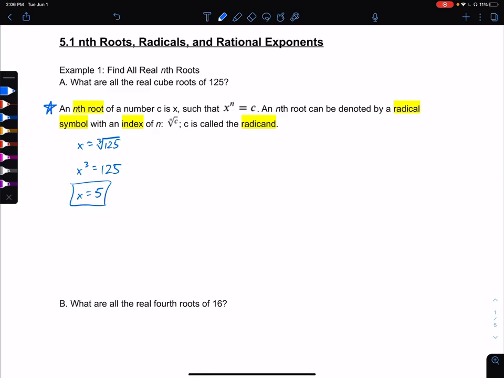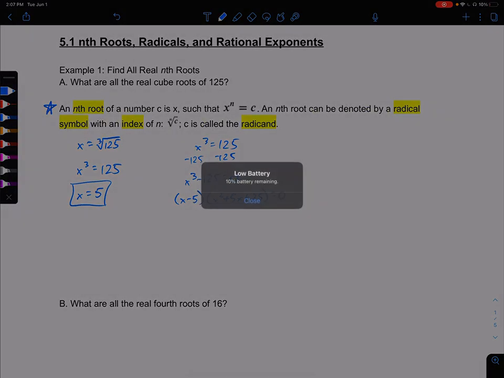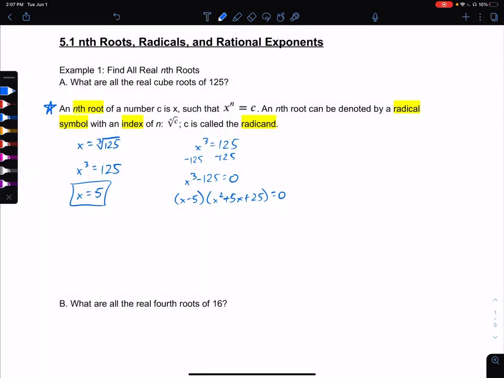Looking a little more into that, if we take x cubed equals 125, and set this equal to 0 by subtracting 125, this is not something you would have to do in this specific problem, but I want you to see what's going on here. Now x cubed minus 125 is a difference of two cubes. So if we factor this, taking some shortcuts, this would be x minus 5 times x squared plus 5x plus 25 is equal to 0.